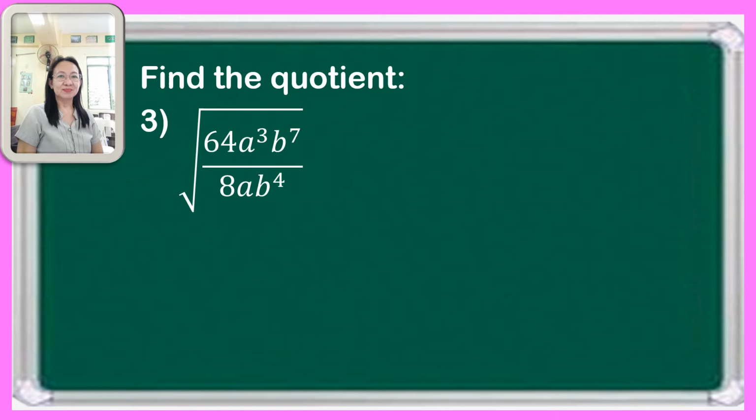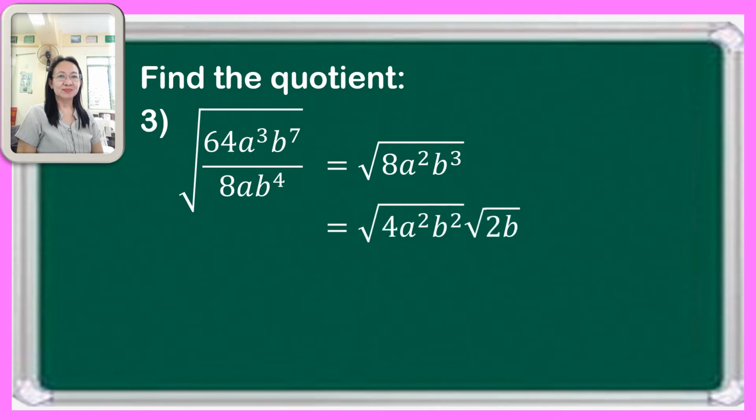So at this point, we arrive at the square root of 8a squared b cubed. The quotient is not yet in simplest form, so let us separate the factors to perfect and not perfect square. So we have the square root of 4a squared b squared, which is the perfect square, times the square root of 2b, which is not a perfect square. Then getting the square root of 4a squared b squared, we will get 2ab. And let us copy the square root of 2b. And this is the simplest form of the quotient.